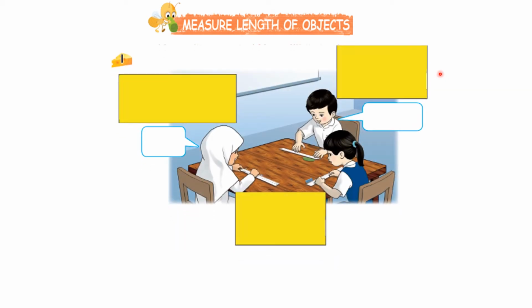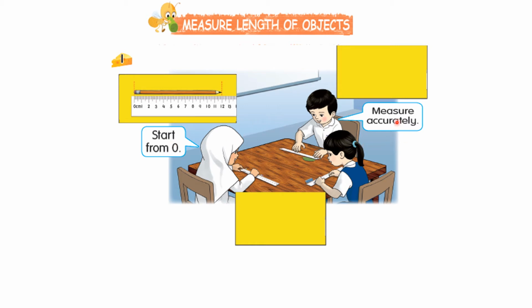Look at this picture. The three pupils are going to measure length of objects. The first one is they are going to measure the length of a pencil. According to the picture, we should start from zero and then measure accurately. As you can see here, start from zero and the end of the pencil meets number 12 on the ruler. So the length of the pencil is 12 centimeters.